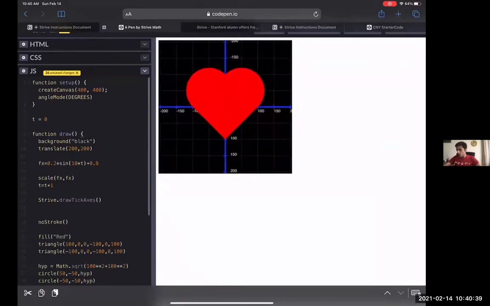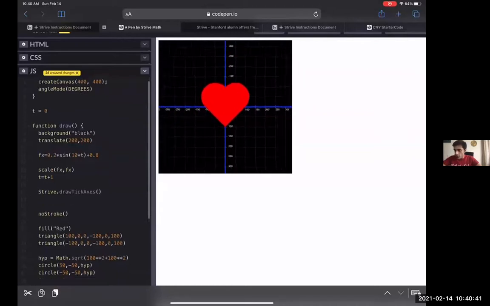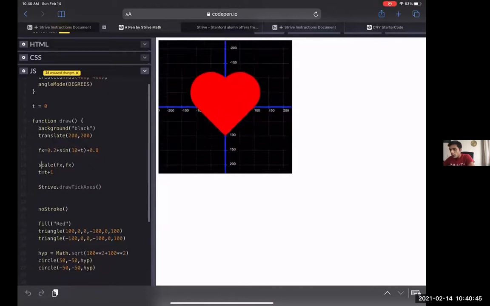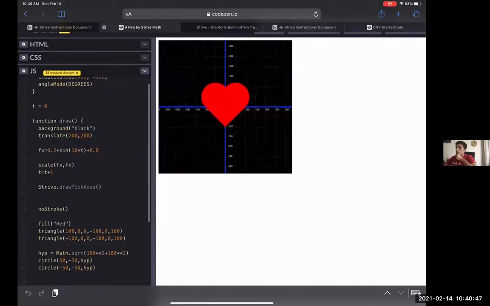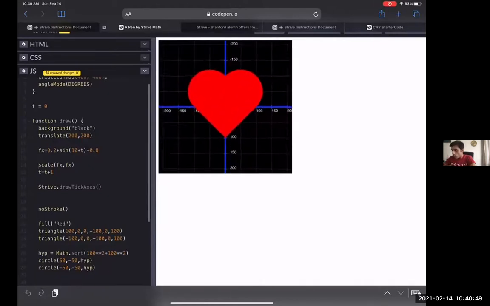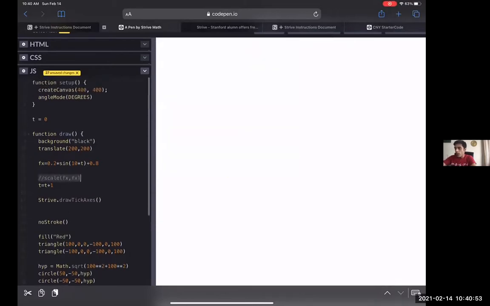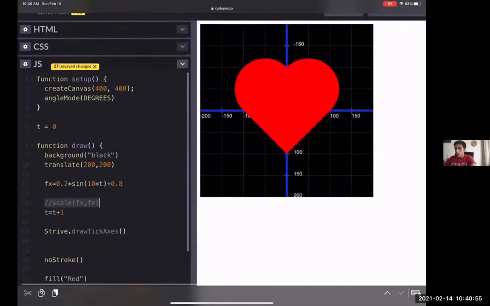Okay, so let me quickly share what other cool stuff you can do. Everybody look at the screen and follow along. I'm going to comment out the scale line. I've commented out the scale line. I'll show you the other cool stuff you can do with this. If you start off with my code and you follow along, we'll be able to do this cool stuff. Since I've commented out the scale line, my code will not change right now. It will stay static.